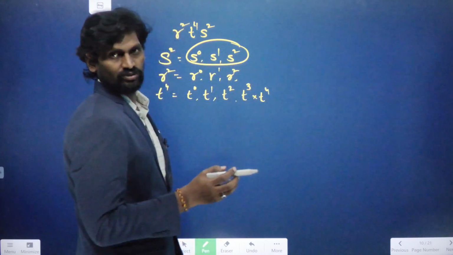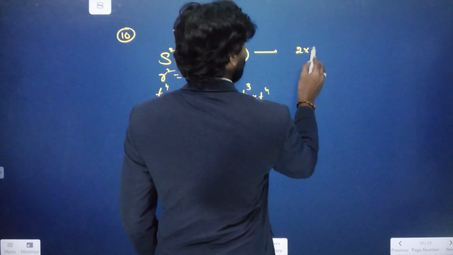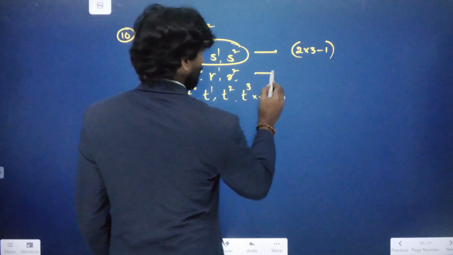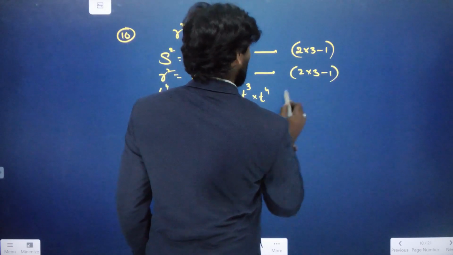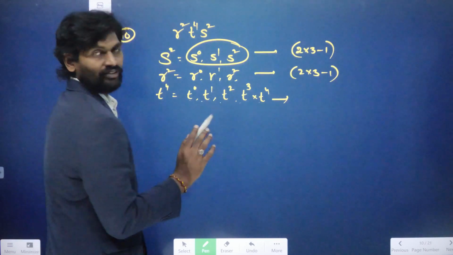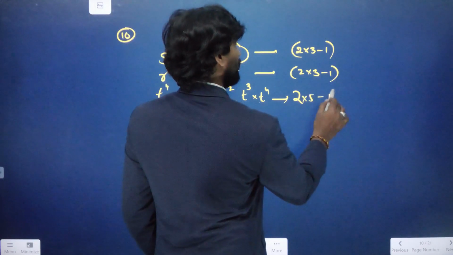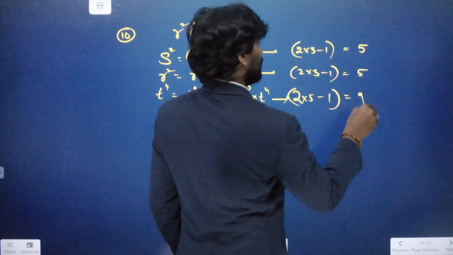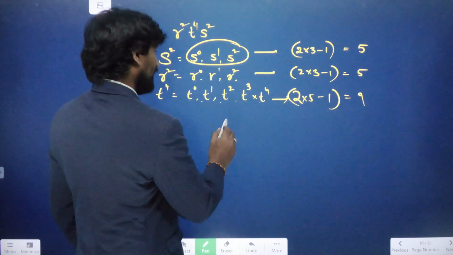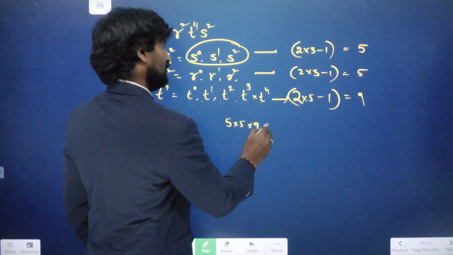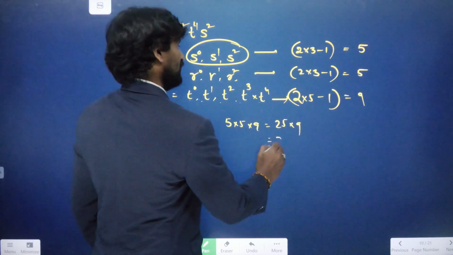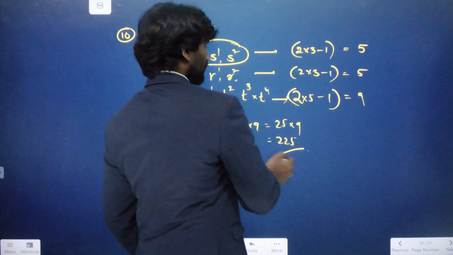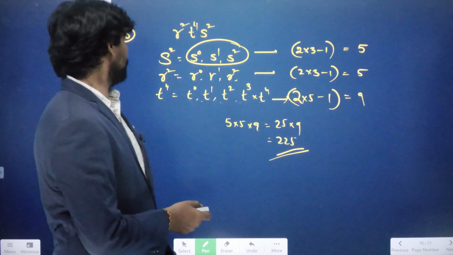Now while you are writing this, S square we are expressing in 3 different ways: S0, S1, S2. That is nothing but a 2 into 3 minus 1 combination. So this is also a 2 into 3 minus 1 combination. Now what about this one, 1, 2, 3, 4, 5 times? So 2 into 5 minus 1 combinations. So 2 threes are 6, 6 minus 1 is 5. This is also 5 and the last one is 9. So 5 into 9 combinations, that is 25 into 9, that is 225. Okay, now?